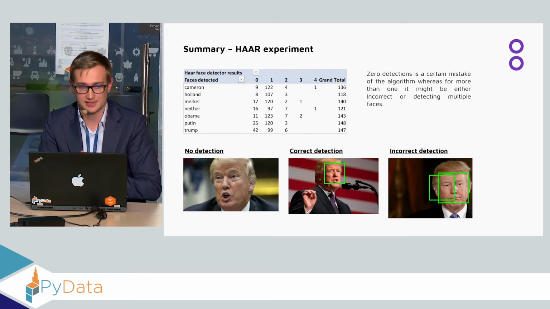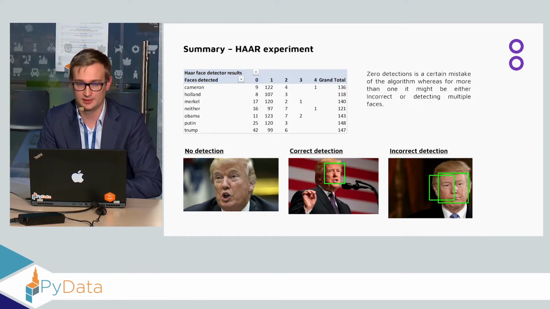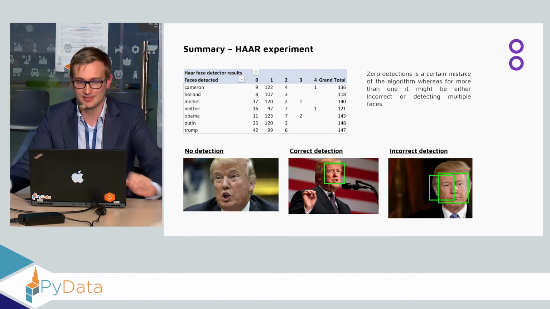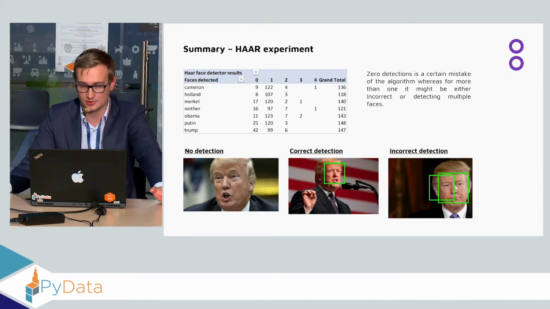Okay, so a quick summary. As for Haar cascade, we used it for initial dataset creation. This algorithm made some mistakes. Sometimes it detected nothing. Mostly it was correct, but sometimes, when predicting more than one face, it was incorrect.